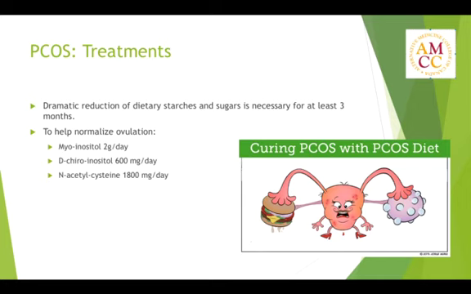We then have a few agents that I've listed here: myoinositol, D-chiroinositol, and N-acetylcysteine. They have been actually very well researched. And we know that inositol, which is a form of vitamin B, both myo and D-chiro, are necessary to increase ovarian insulin sensitivity. So remember, PCOS, in a way, just like type 2 diabetes, is a form of insulin resistance. So anything that will improve ovarian insulin sensitivity will help the ovary go through ovulation. So these are two very useful supplements.